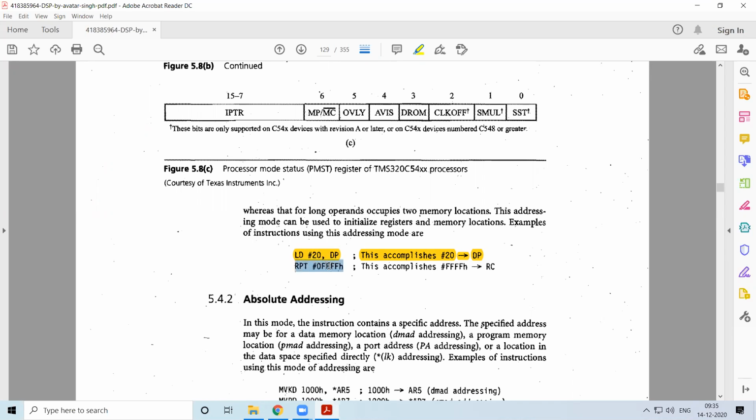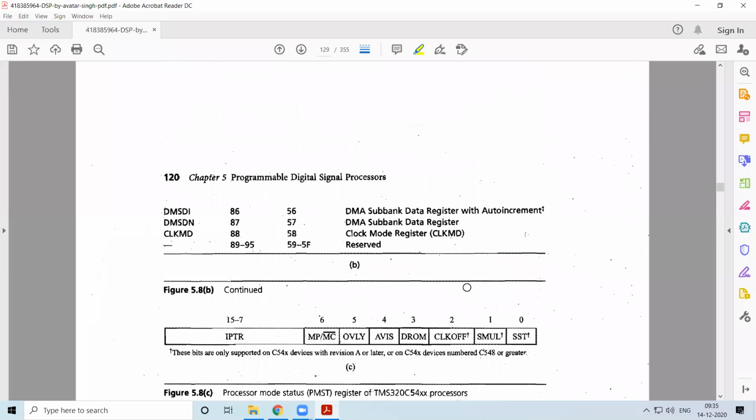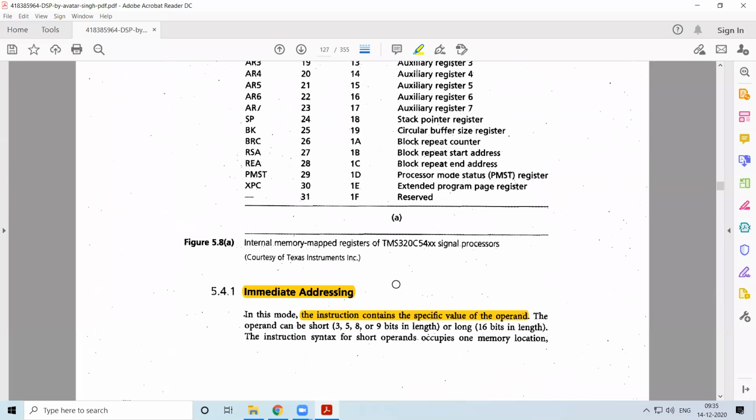So similarly, here also you are accomplishing the same, wherein hash FFFF is the value, and that value is stored in a register termed as RC. So this is immediate addressing mode because the value of the operand is immediately specified in the instruction. So this is how it goes around.